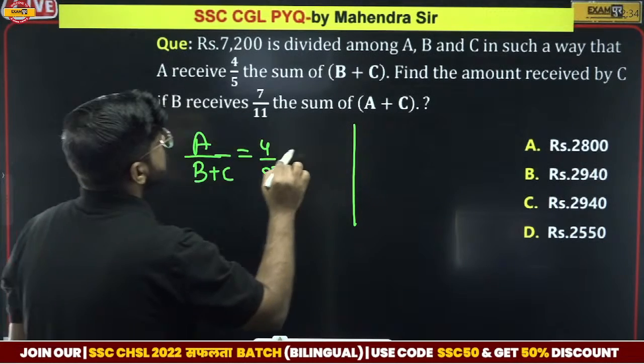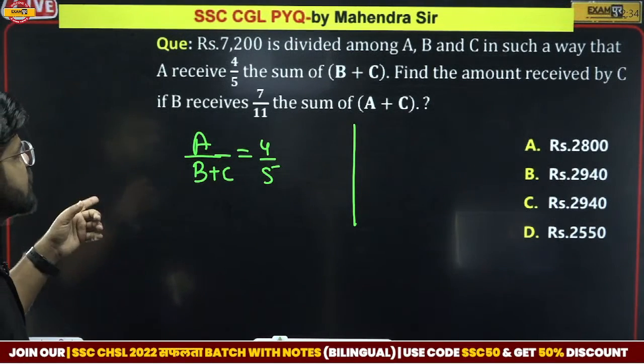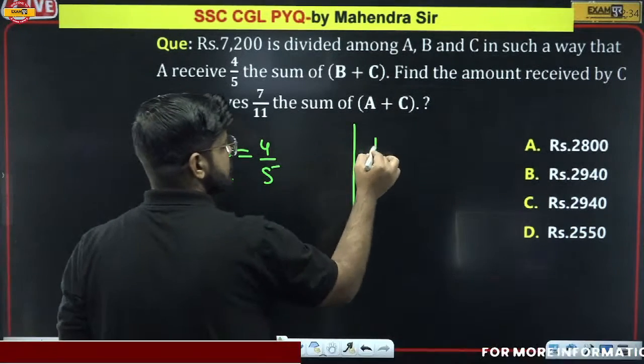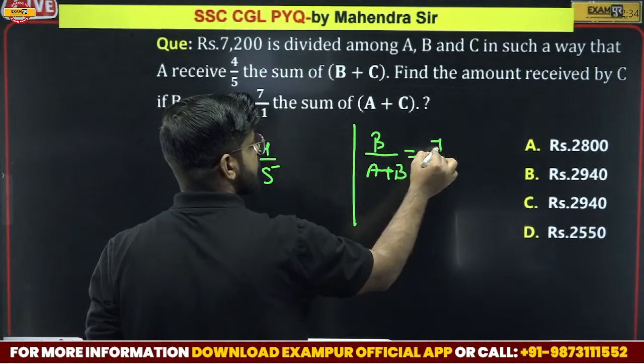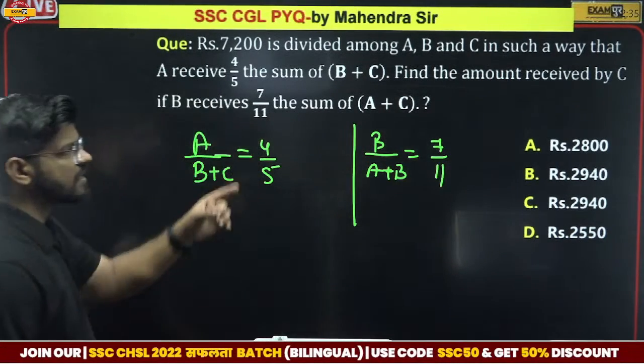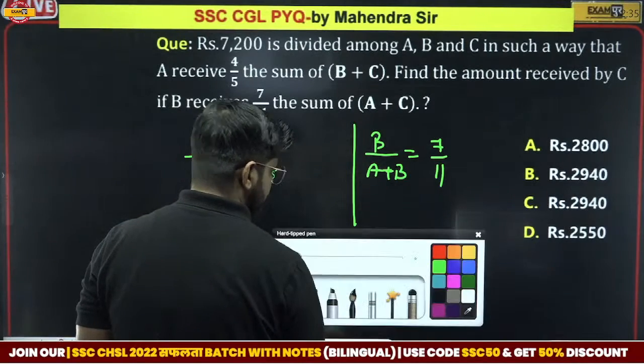And find the amount received by C if B receives 7 by 11 of A plus C. B receives 7 by 11 of A plus C, and we have to find the amount of C. Let's see how we have to calculate.